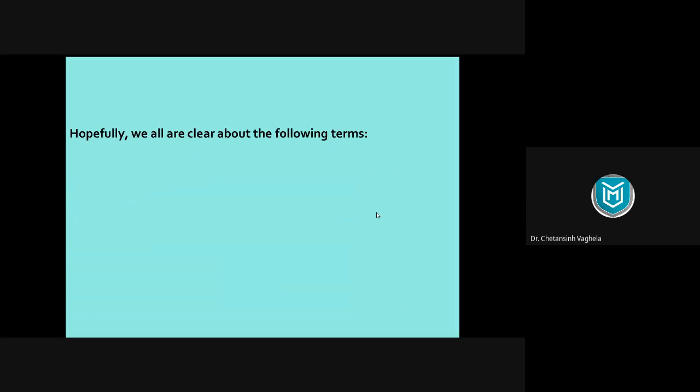Hopefully we are clear about some of those terms. I'm talking about probability. You are quite good at finding the probability of an event, and with the different definitions of probability. Then conditional probability, everyone is comfortable with it: how to find the conditional probability of one event if another event has already occurred. We know what P of A given B is. Then the most important part, that is random variable.